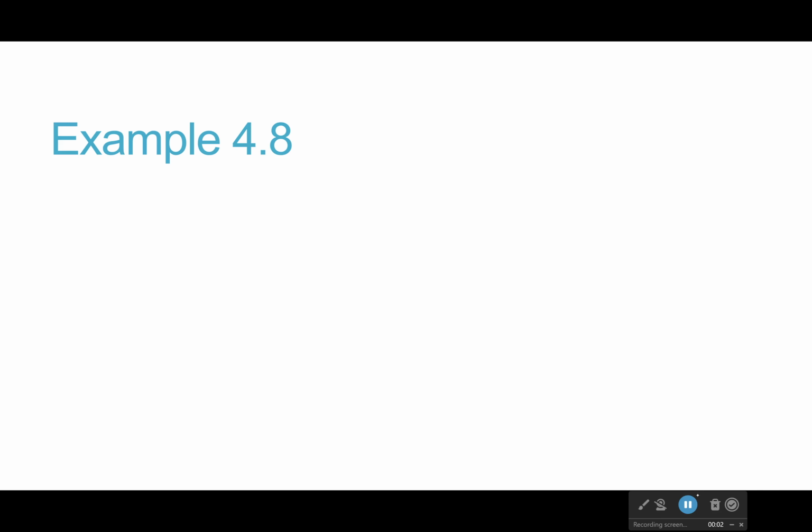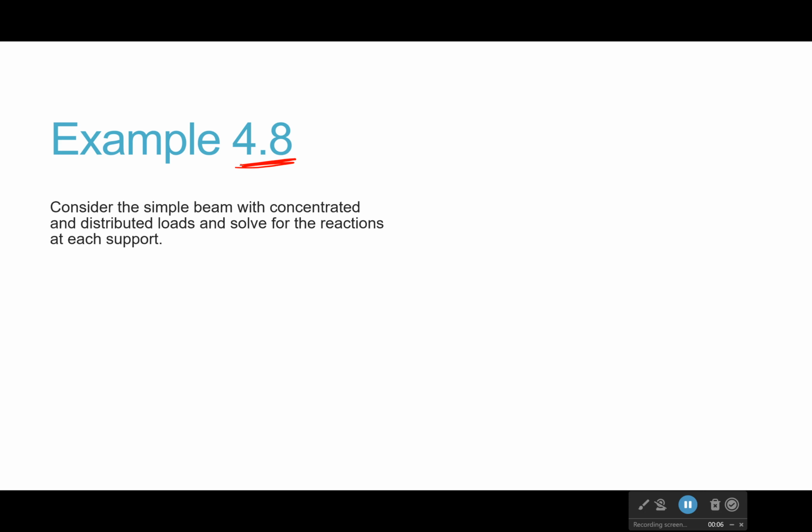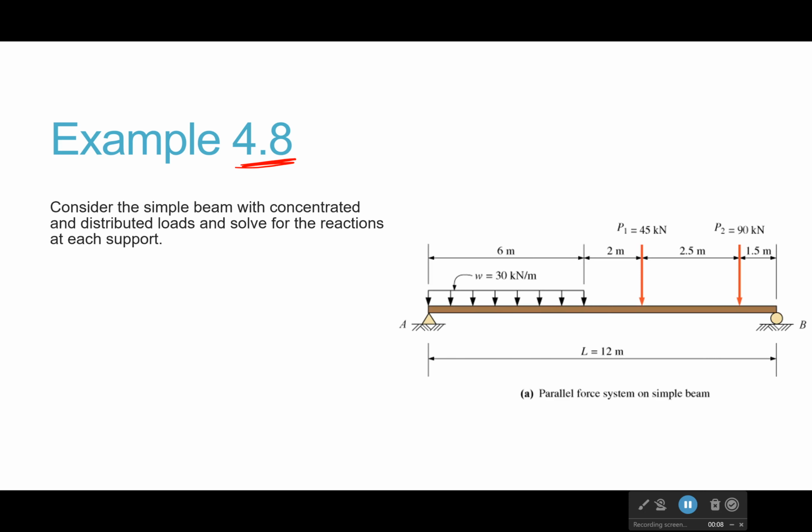So let's do another example problem. This is example 4.8. Now we have a simple beam, but this time we have a distributed load as well as our concentrated loads. Distributed. Everybody scream with me. Okay, we've gotten past the screaming. Let's actually solve the problem. We want to find these support reactions, the thing that's holding it up. Now how are we going to do this? Well, it's not that bad.